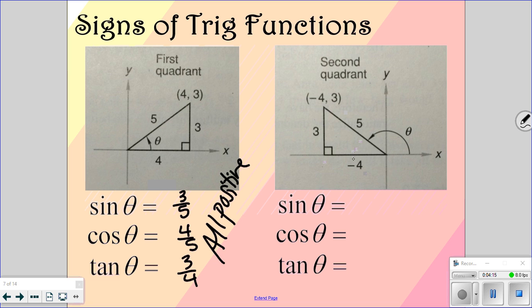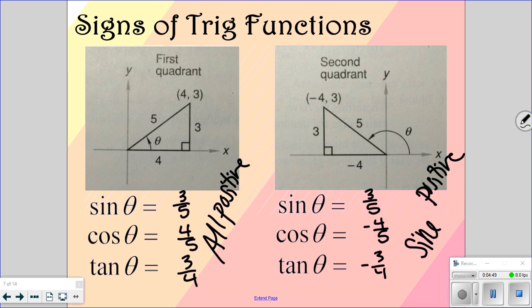In the second quadrant, we're going to the point negative 4, 3. That's how we get into the second quadrant. Our x value has to be negative, and then our y value is positive. Okay, so the sine would be 3/5. The cosine is going to be negative 4/5. And the tangent is going to be 3 over negative 4, so negative 3/4. So only sine is positive.